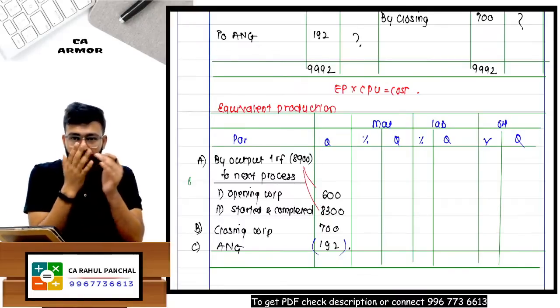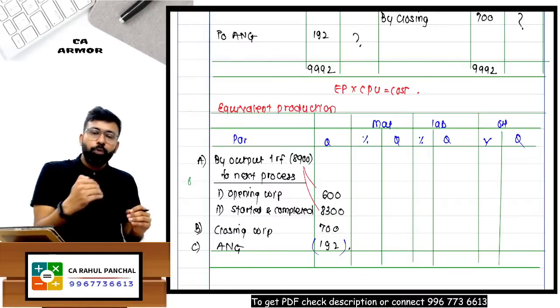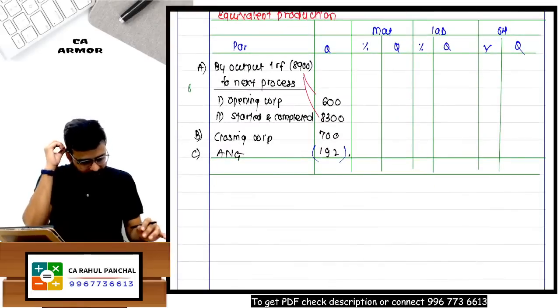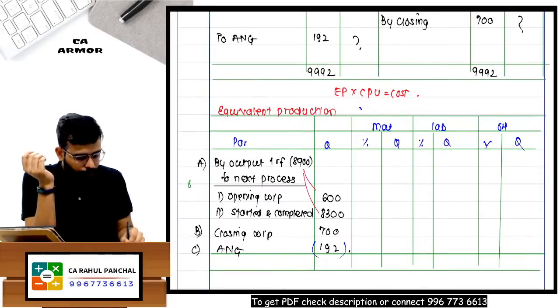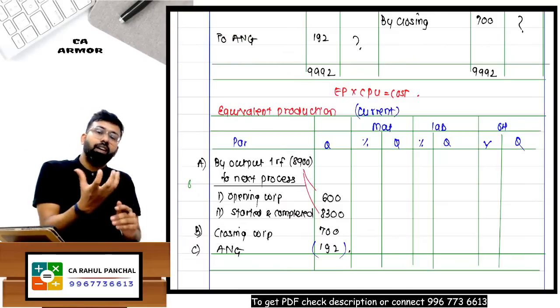Okay. Now understand this. Once this is written, how are you going to get the values? To understand that, you will say, sir, opening WIP. You would like to know what is the work done in the current period. What is the work done in the current period? Try to understand how you will get this.